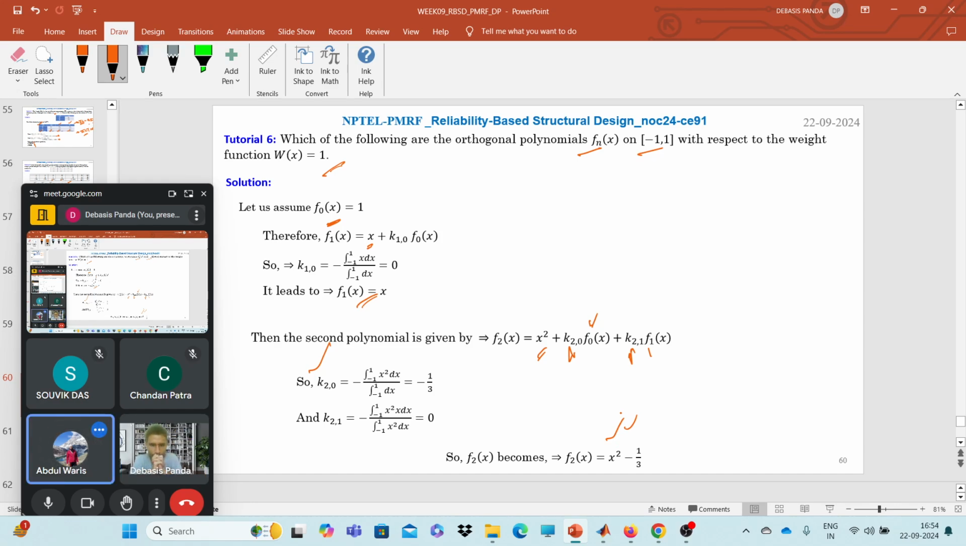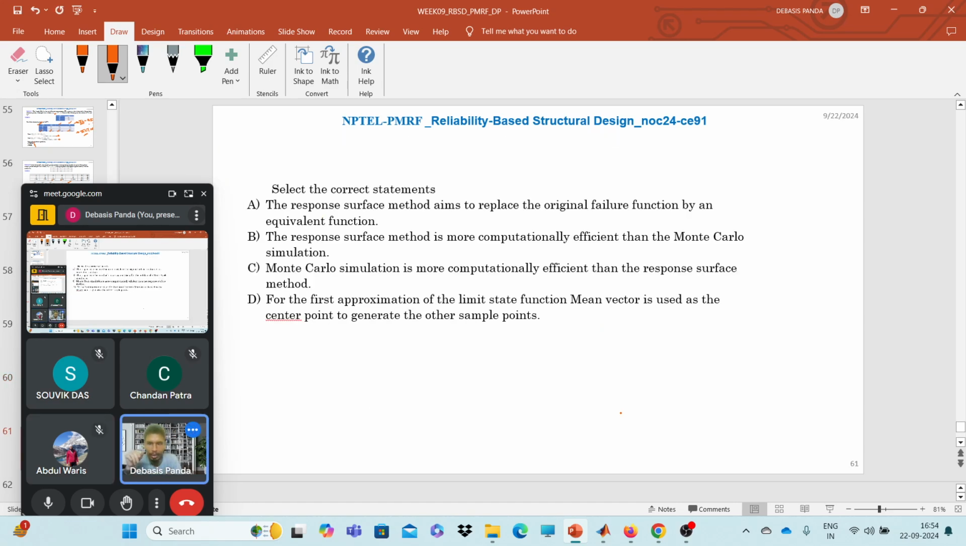Okay, thank you. Select the correct statement. Give me the correct statement, Abdul. The response surface method aims to replace the original failure function by an equivalent function. Is it correct? Yes. The response surface method is more computationally efficient than Monte Carlo simulation. True. Monte Carlo simulation is more computationally efficient than the response surface method. No, false. For the first approximation of the limit state function, the mean vector is used as the center point to generate the other sample points. True. So only the third one is wrong.